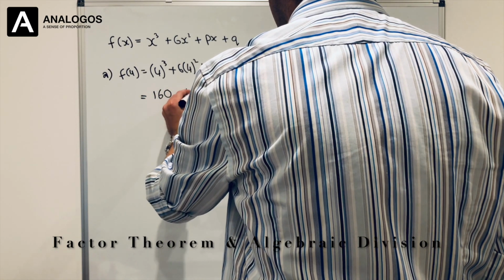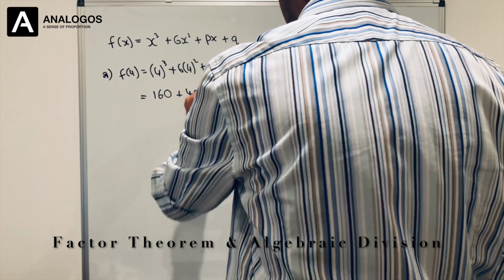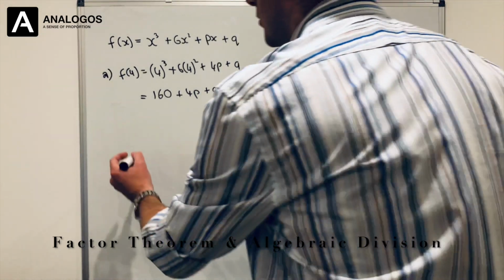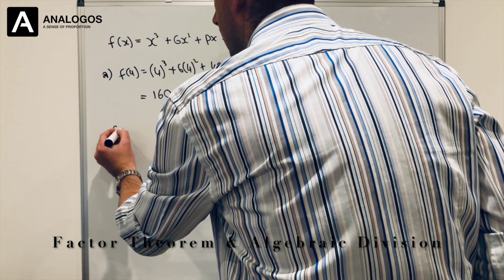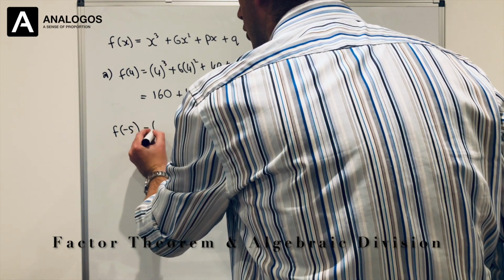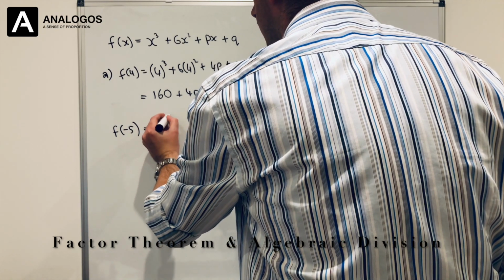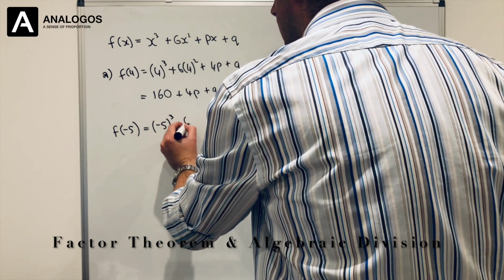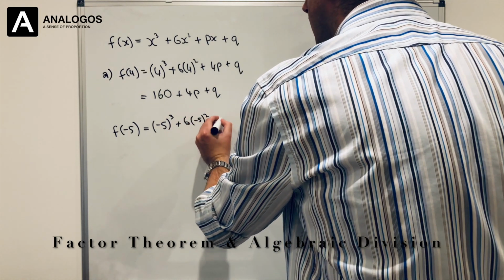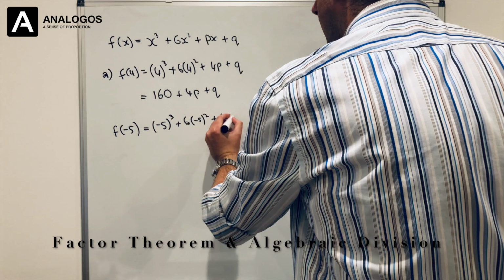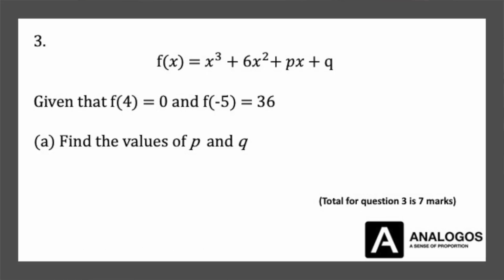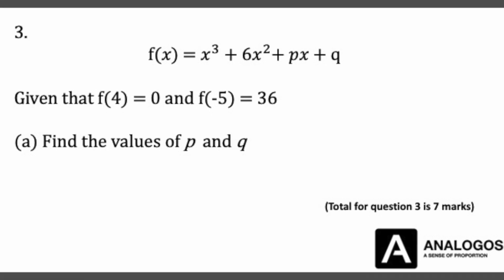so you get 160 plus 4p plus q. Okay, the next bit's slightly different because even though we're going to substitute in a value for x again, f of -5 this time, it's not going to be equal to 0. Okay, so everything else is the same. 6 times -5 squared plus -5p plus q equals, as the question says, 36.